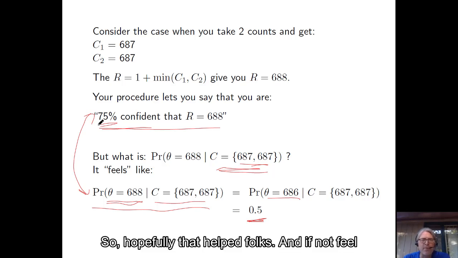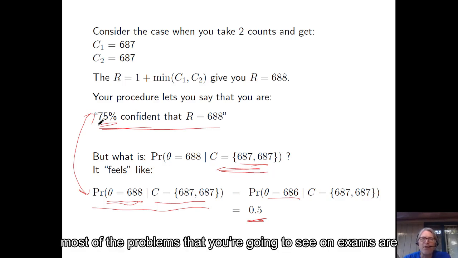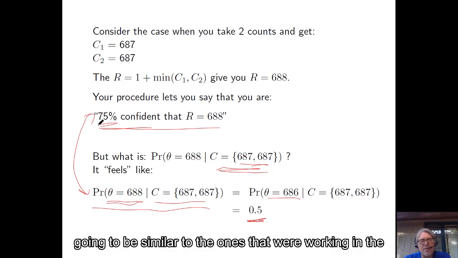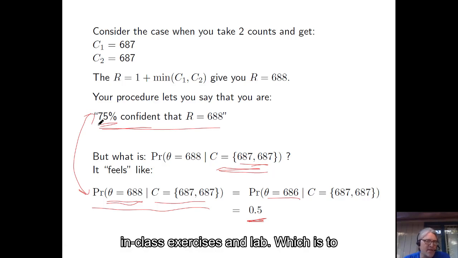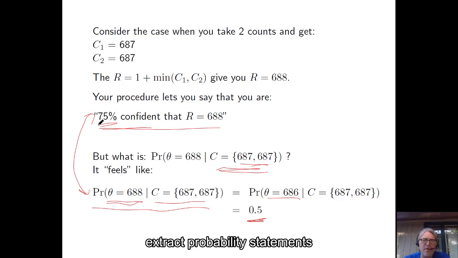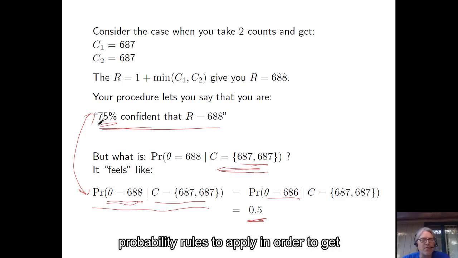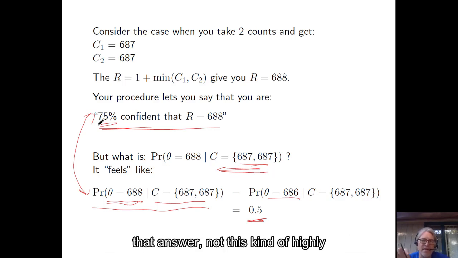So hopefully that helped, folks, and if not, feel free to ask us questions in lecture. Most of the problems that you're going to see on exams are going to be similar to the ones that we're working in the in-class exercises and in lab, which is to say probability problems where you have to extract probability statements from the problem and figure out what's being asked and figure out what probability rules to apply in order to get that answer, not this kind of highly theoretical content that was the subject of this video. Okay.